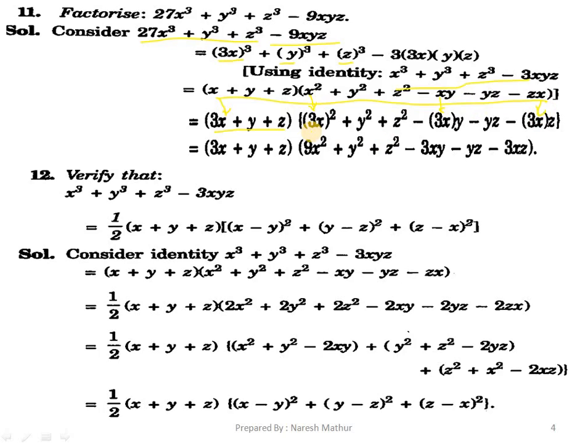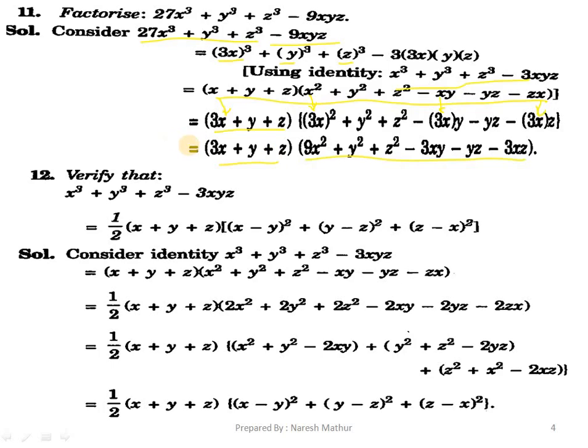Alright, just solve it. (3x) square is 9x square plus y square plus z square minus 3xy minus yz minus 3xz, and the 3x plus y plus z is there. So here we have a solution. Now you just need to take care of the identity. You must learn these identities.